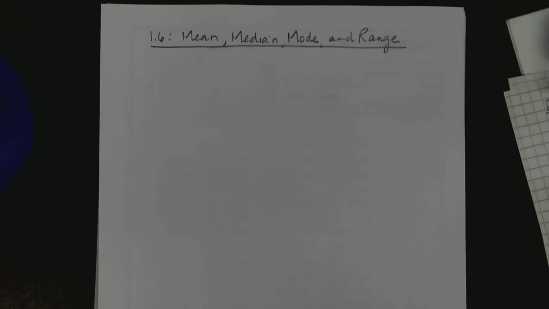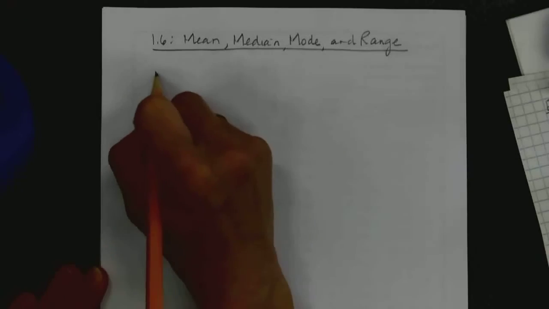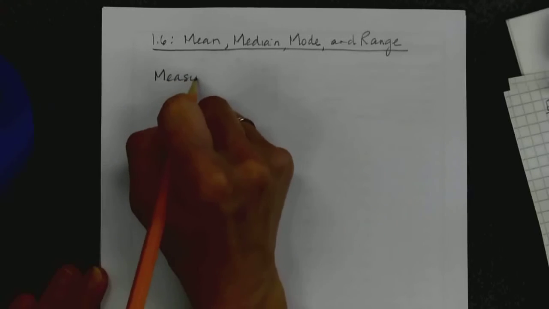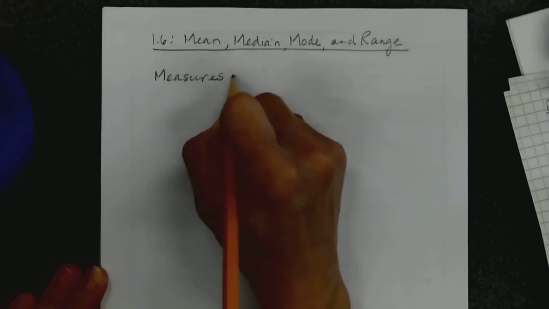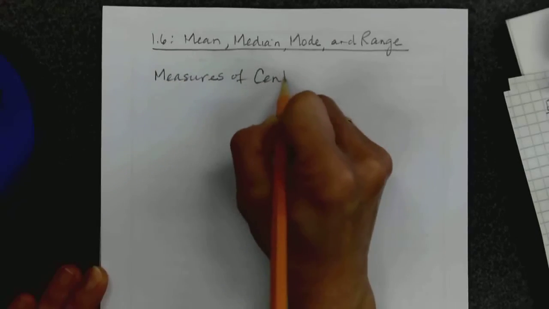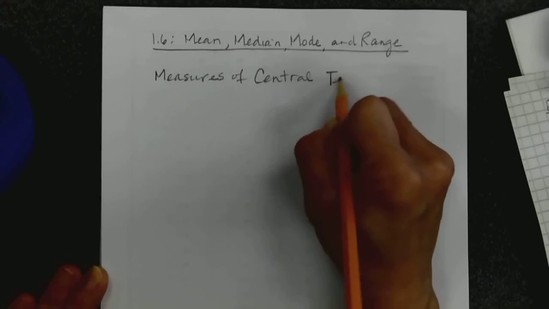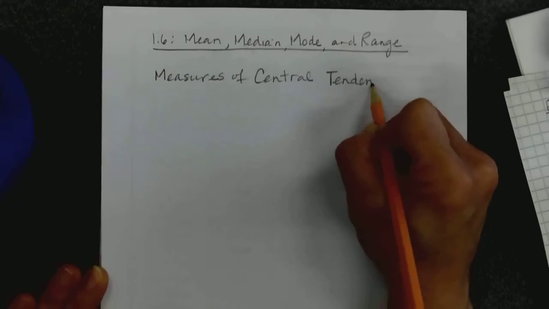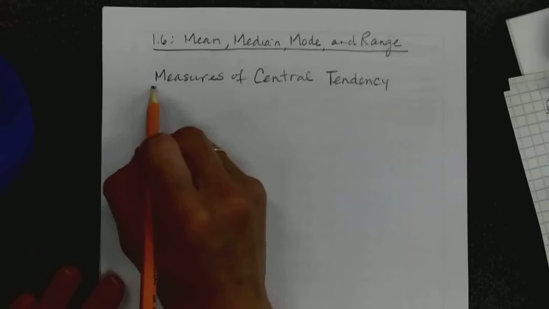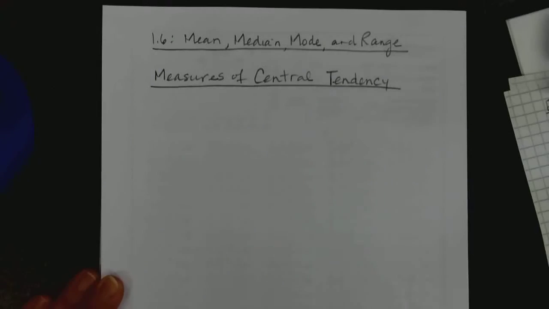1.6, we're going to be dealing with mean, median, mode. Our last test has to do with probability and statistics. Okay? So there is a thing called measures of central tendency. And these measures describe the set of data when you collect them and you analyze them.